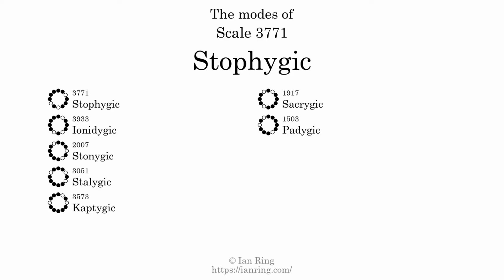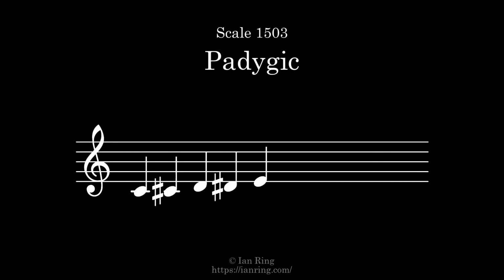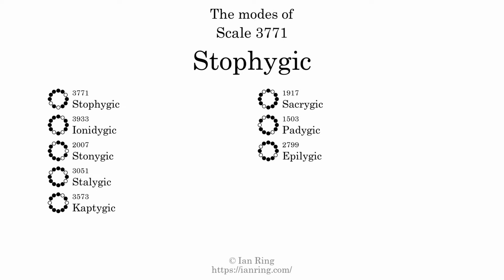The seventh mode is scale 1503, also known as Podigic. It sounds like this. The eighth mode is scale 2799, also known as Epilogic. It sounds like this.